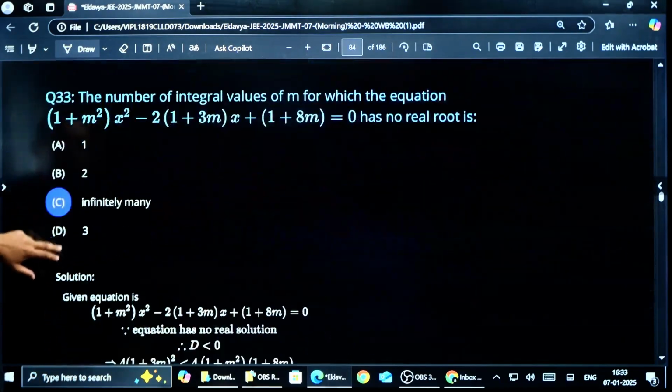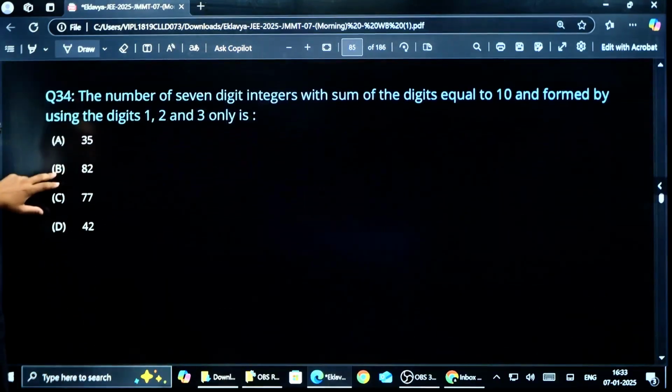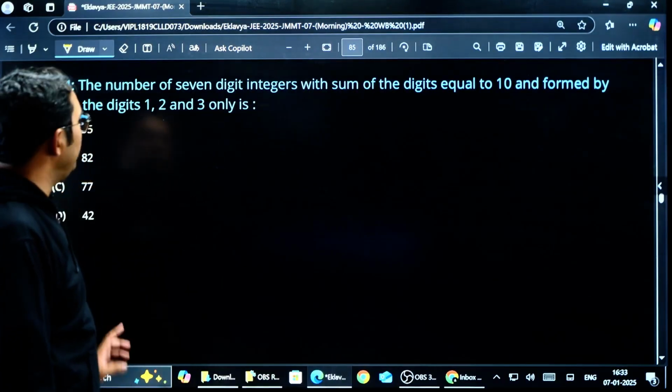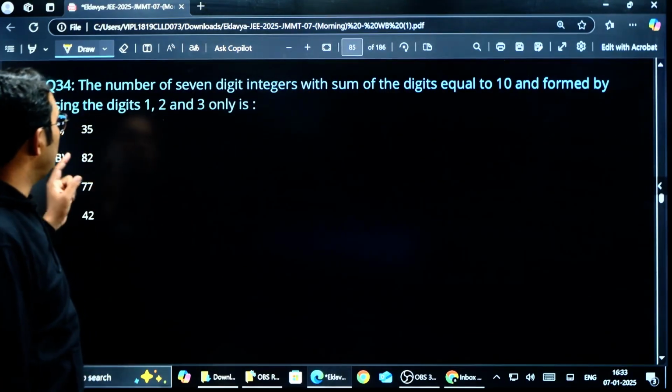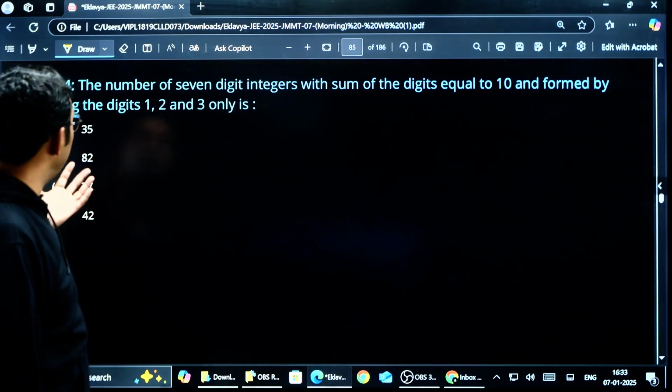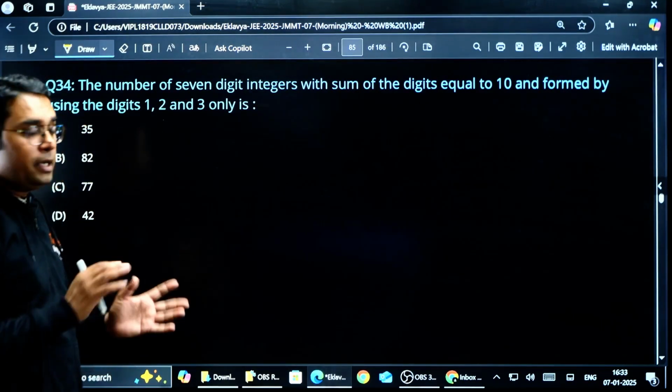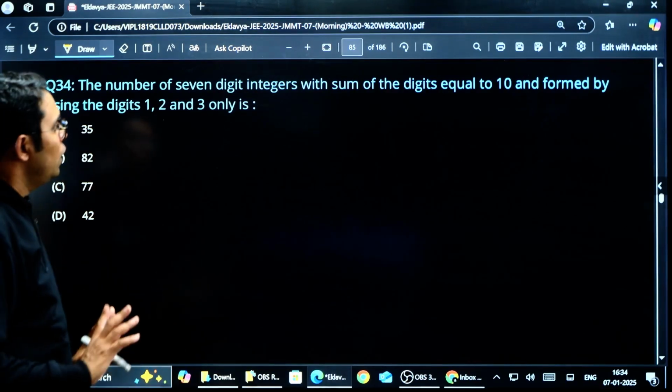See, the number of 7-digit integers with sum of digits equal to 10 and formed by using 1, 2 and 3 only. When they are saying using 1, 2, 3 only, you may skip one of them, but other than 1, 2, 3 you cannot use. So what are the options?